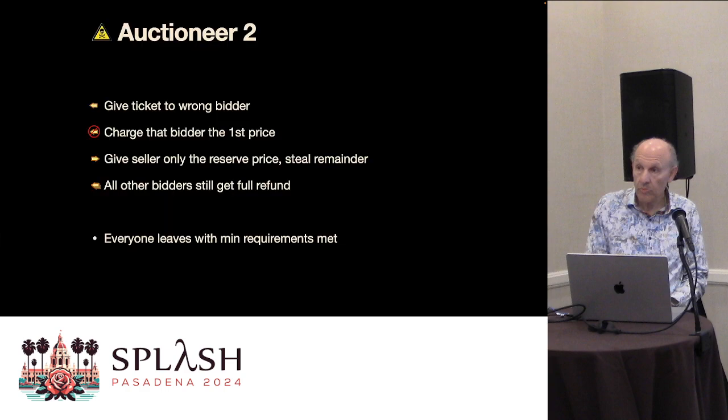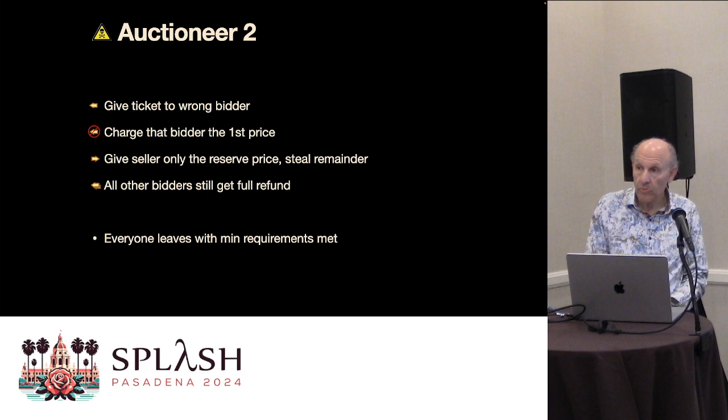That doesn't mean that it can't do any damage. That doesn't mean we don't need to worry about its misbehavior. The remaining misbehavior that is possible for auctioneer 2 is that it can give the ticket to somebody other than the highest bidder. It can charge them the first price rather than the second price, not giving them any change. It can give the seller only the reserve price and steal the remainder. All of the other bidders, since they didn't get the good, they still have to get a full refund, no matter what the auctioneer 2 might want to maliciously do to the contrary.